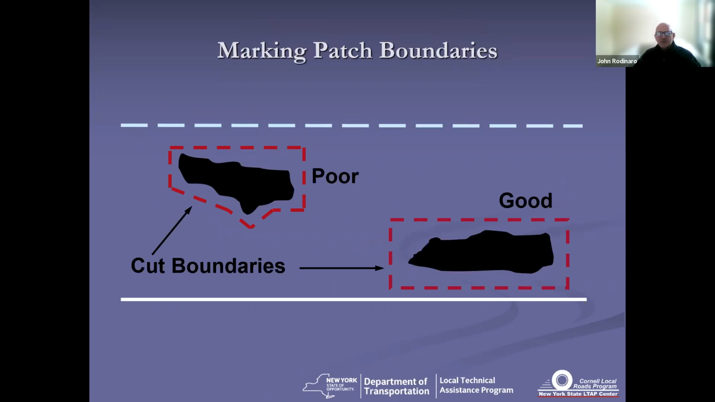You've got two choices. You can cut your boundaries to follow the edge of your distress, or you can cut a nice clean rectangle. And we strongly recommend cutting that rectangle in, because if you're trying to follow the edges of that distress, you've made a whole lot of extra work for yourself, maybe saved a little bit in materials, but it's a whole lot more in time and effort.